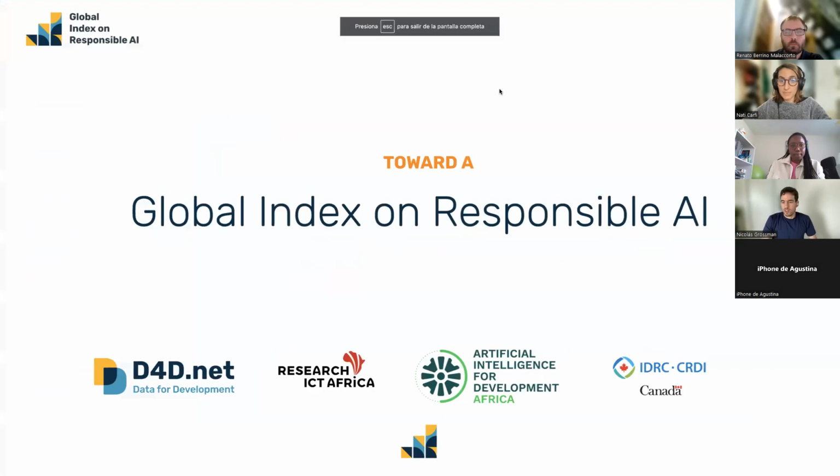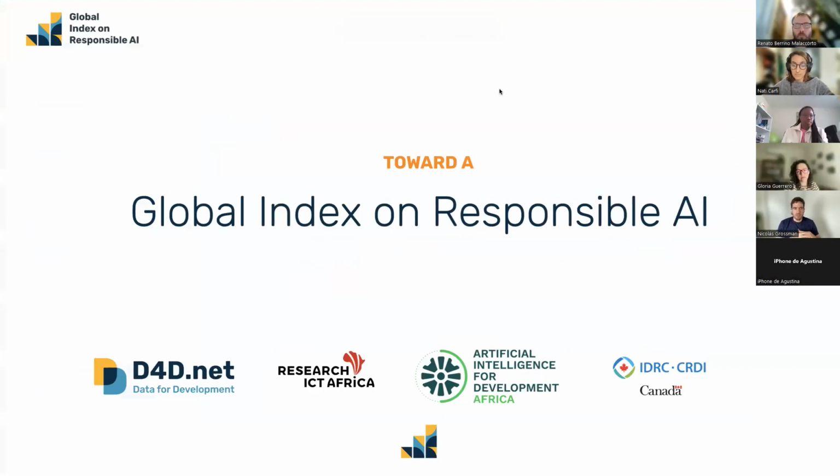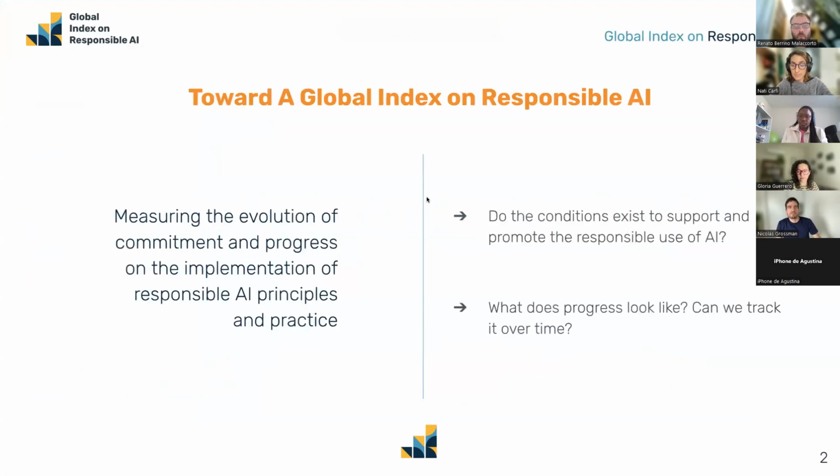project. So the Global Index on Responsible AI is a project of the Data for Development Network. It is led by Research ICT Africa, which is a think tank based in South Africa. Most of the team is distributed across Africa, and a couple of us are in Latin America. Also, the project has the support of AI4D and is funded by IDRC Canada.